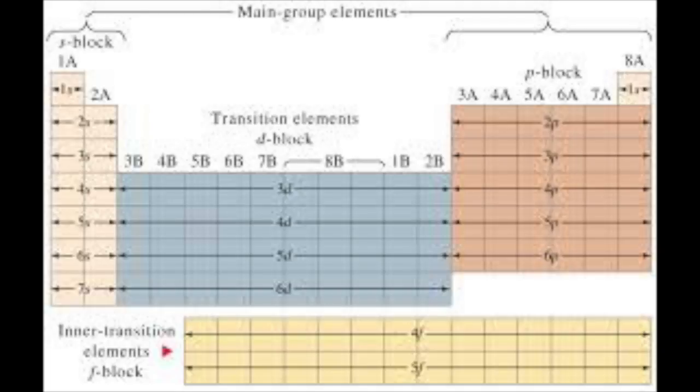The number before the letter indicates a period, unless you are in the d block, in which it would be 1 less than the period. And the number after the letter indicates where in the orbital the electron is.